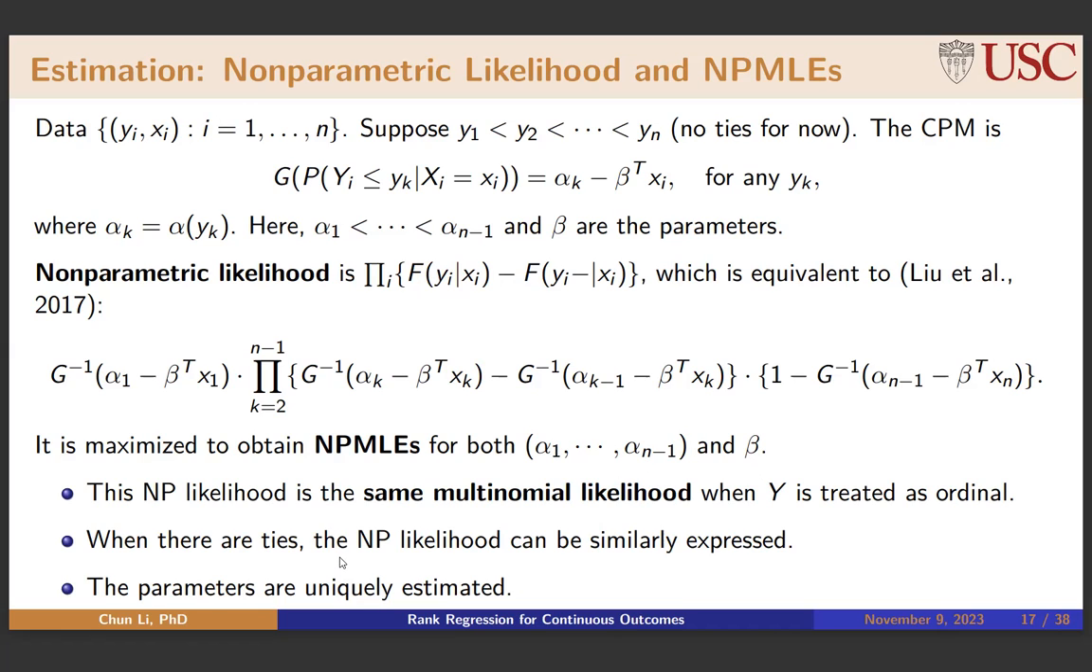And there are ties. When there are ties, the NP likelihood can also be similarly expressed. The great thing about this is the parameters are uniquely estimated. Here, think about it. If there was no tie, there were only n data points, but we have n-1 parameters here and quite a few more parameters depending on how many x's you have. So we essentially have potentially more parameters than the number of observations, but it turns out that they can be uniquely determined.